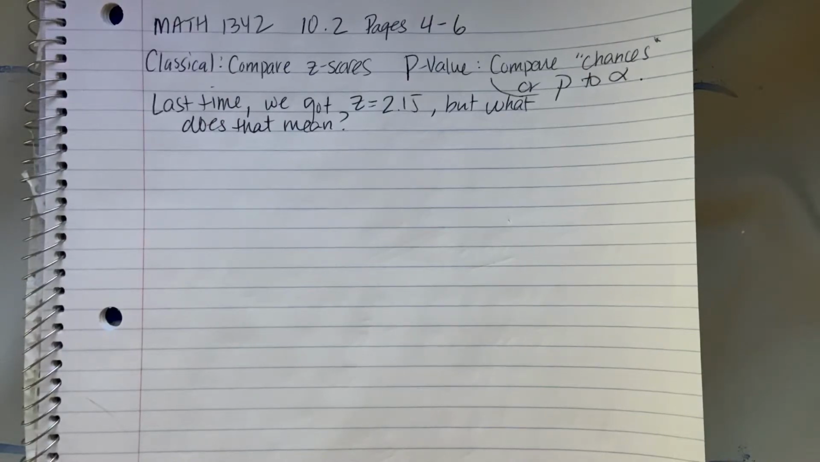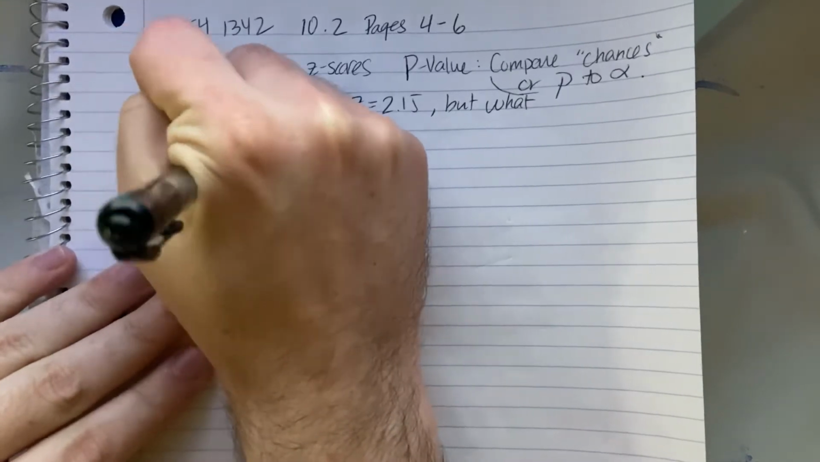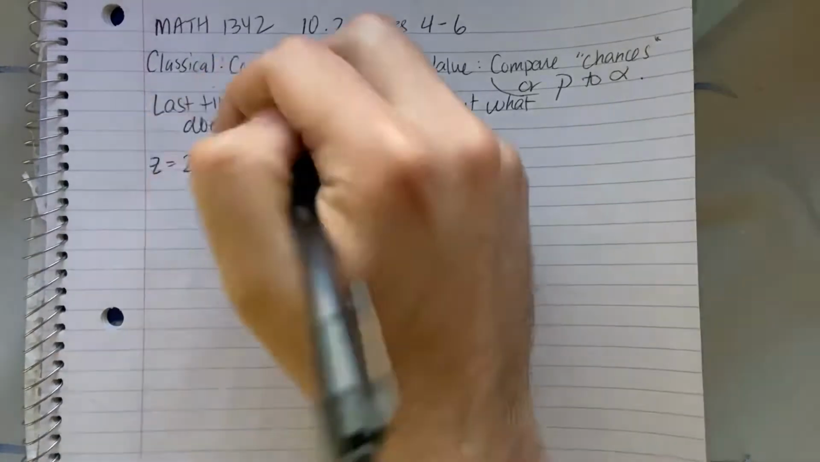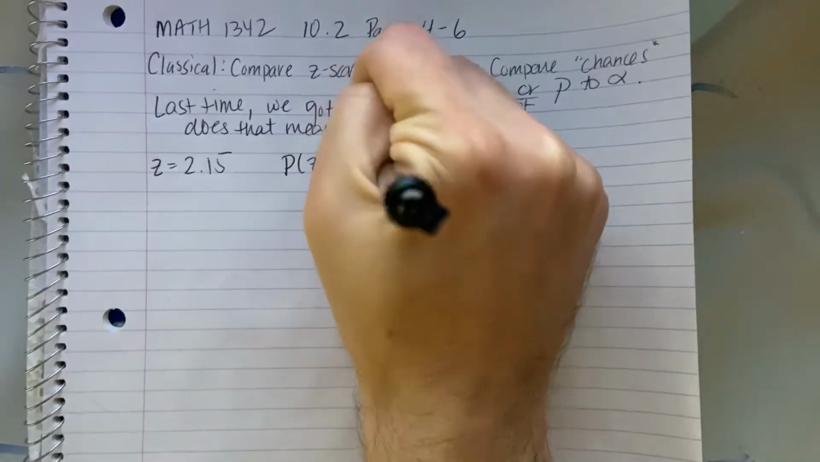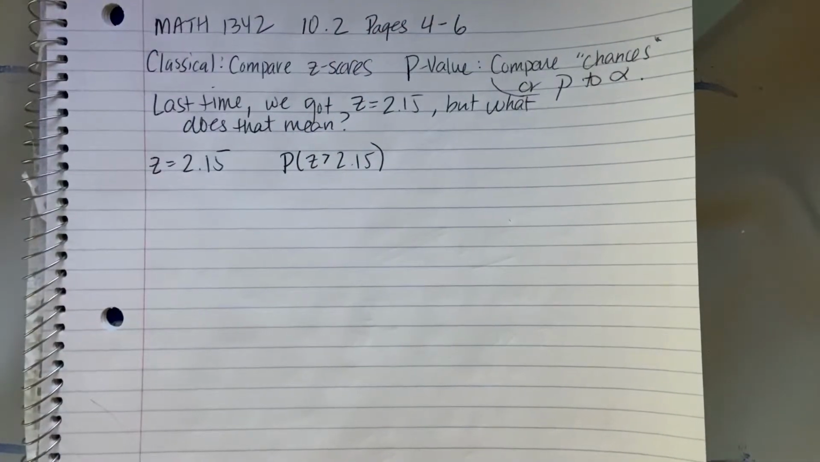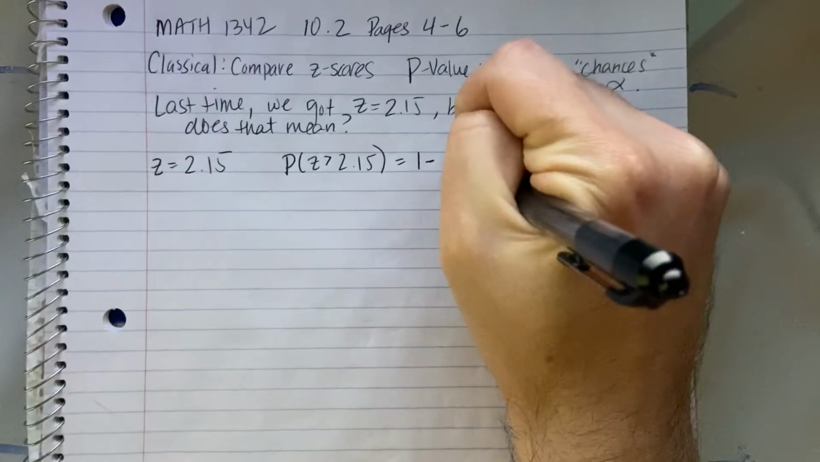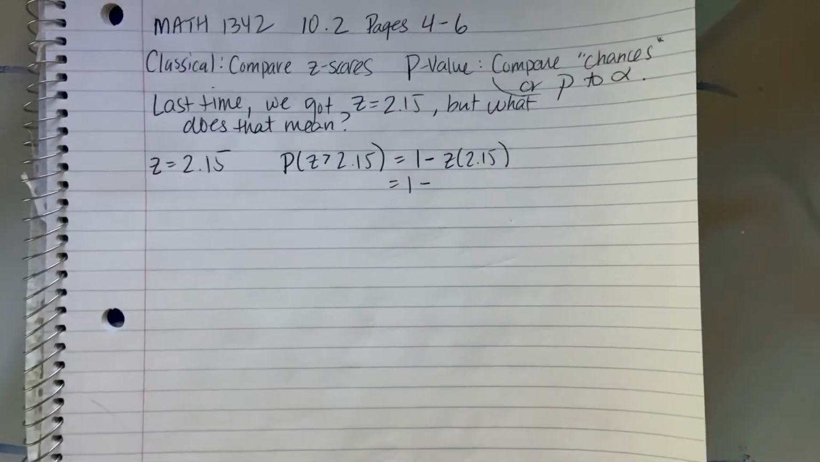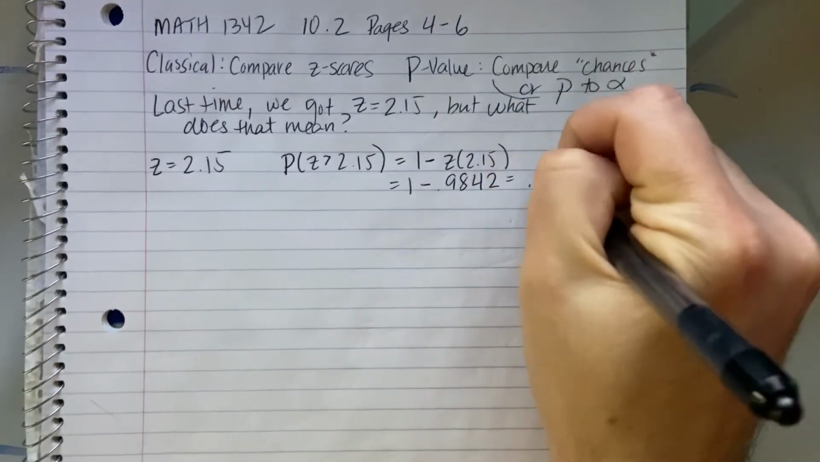If we recall the last problem we did, where we had the z-score of 2.15, let's look at what this would have looked like as a probability. The probability that z is greater than 2.15. Remember, for the right side, that's 1 minus the z-score of 2.15, which is 1 minus 0.9842, which is 0.0158.